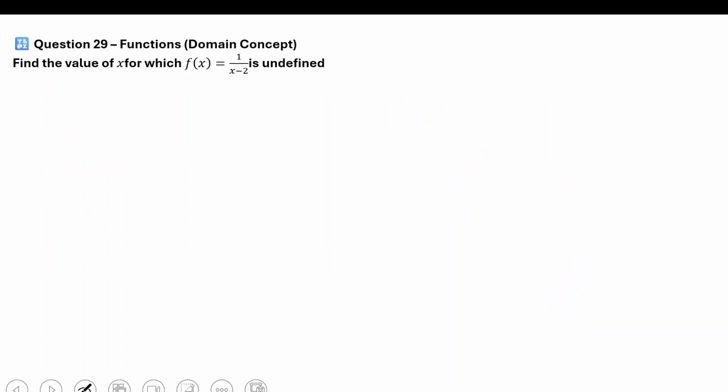And it said find the value of x for which 1 over x minus 2 is undefined. So undefined means that the denominator is equal to 0. So x minus 2 should be equal to 0 for this to be undefined. The value of x for this to happen is 2.